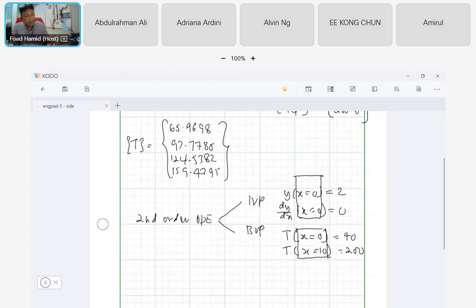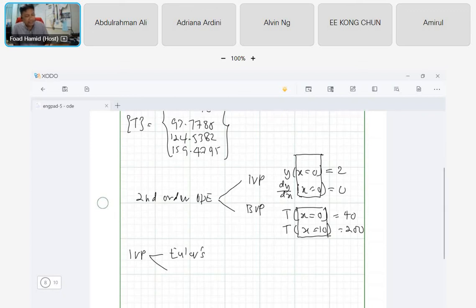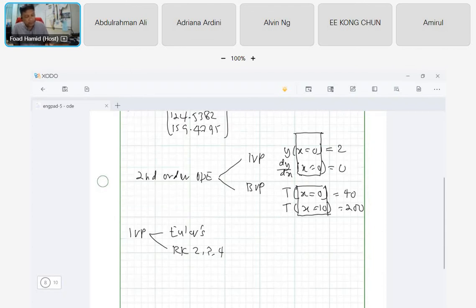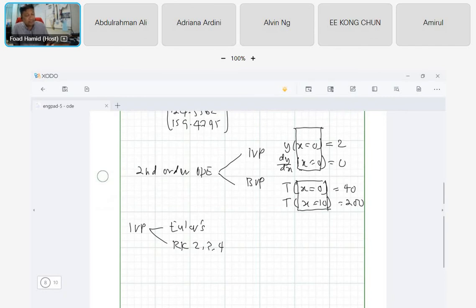For IVP, the simplest way to solve it is using Euler's method, and the other, more accurate ones are RK2 and above, RK2, 3, 4, and so on, because RK1 is simply our Euler's method.